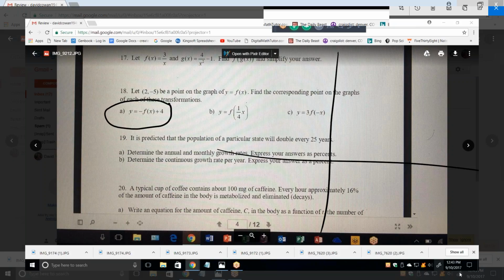Over the x-axis. Okay. So if I reflect that, and you do reflections first, always. If I reflect that point over the x-axis, what is it? In other words, that point right now is 2, -5. Reflect that point over the x-axis. Where does it go to?